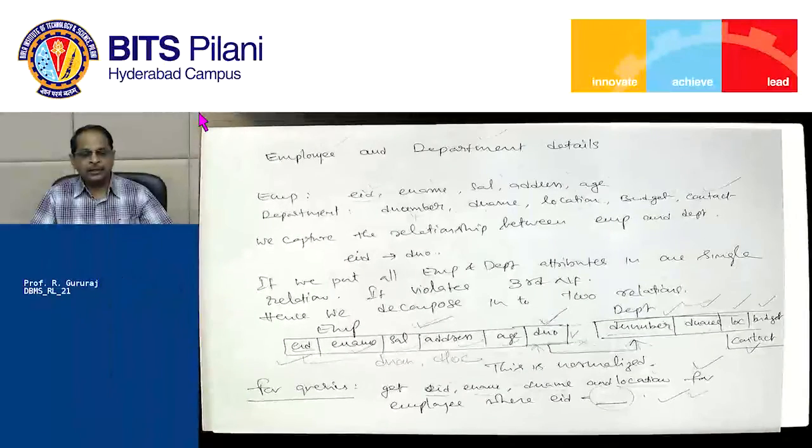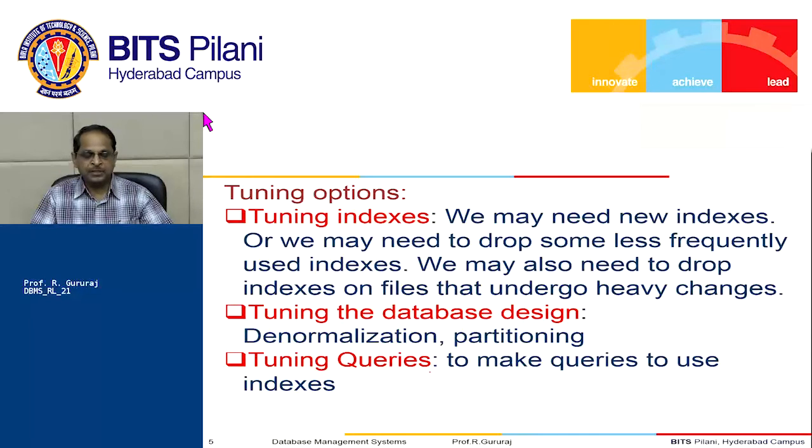And the last point in tuning options is tuning queries. That means you have constructed indexes, that is, the access paths. Now, many database management systems provide facilities so that you can specify the system to make use of the indexes that are built on the attributes. That means you can direct the system to effectively make use of the indexing structures available. So this is called tuning queries. So the tuning options involve tuning the indexes, tuning the database design, that is denormalization, and then partitioning.